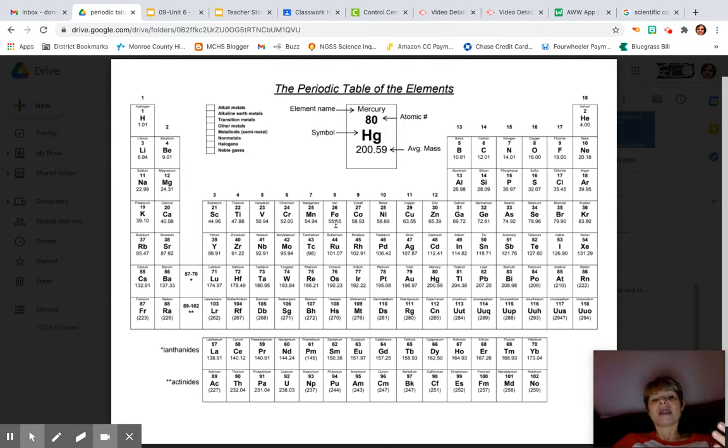Okay, so if you need an element, you just look on the periodic table, round that mass to the first place past the decimal. Again, you have to look at the second place and see if that causes the first one to move up or to stay the same.